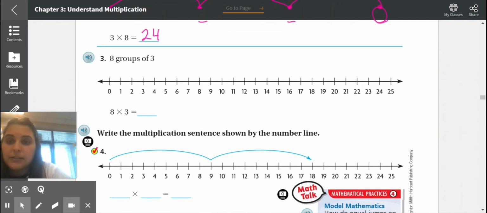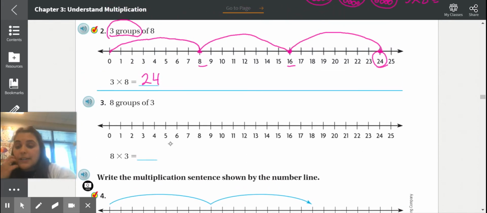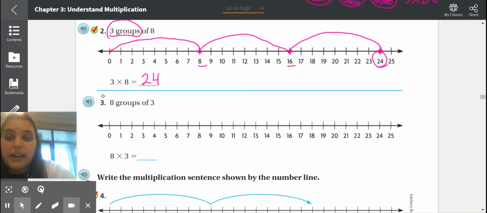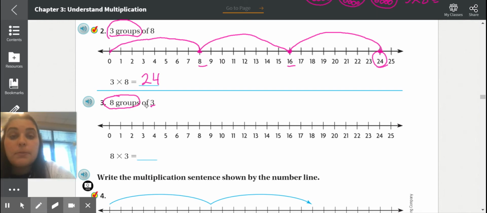Okay, next one. All right, the next one is now they're flipping the factors. So instead of 3 groups of 8, now it's 8 groups of 3. Let's see what happens. 8 groups of 3. So now our jumps are going to be smaller. We're going to have 8 of them, and there's only going to be 3 inside. So the first one goes from 0 to 3. So we're going by 3s.